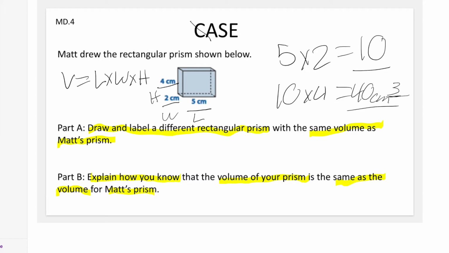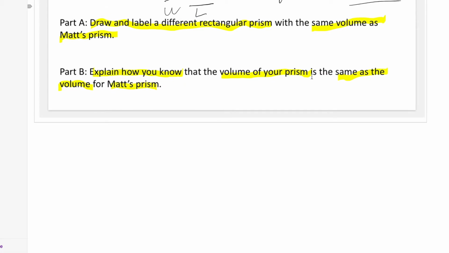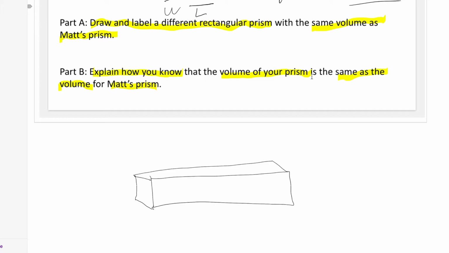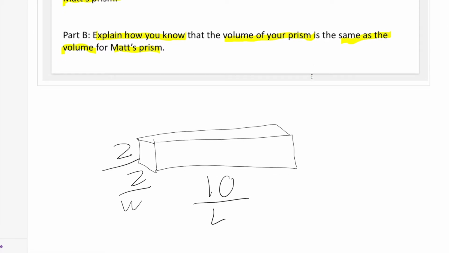The second chunk of part A tells me to draw my own prism. So I'm going to go down here and I'm going to draw my own prism. To make my own prism, I will need to find 3 different numbers to make 40 centimeters cubed. I tried a few different combinations, and the one that worked best was 10 for the length, 2 for the width, and 2 for the height.